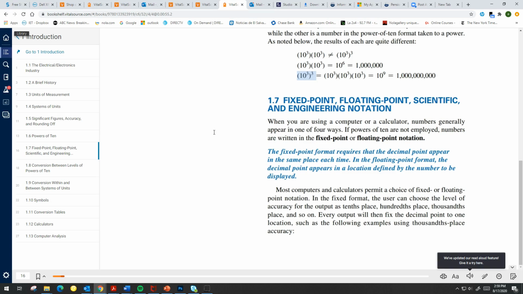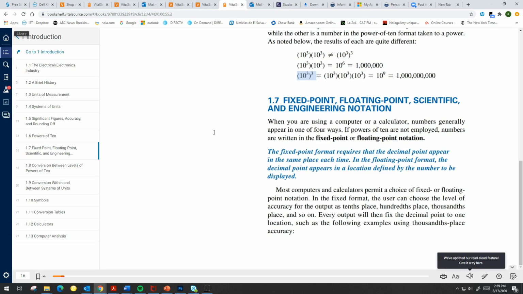But fixed point and floating point, we're not going to really deal much with. It's not what we're going to be using in this class, but it's introduced here as a basis for what we're going to be looking at in engineering notation. And all this fixed point, floating point, scientific, and engineering notation has to do with where the decimal point goes. That's all it has to do with. Because where the decimal point goes helps us in certain ways manipulate operations when we deal with numbers.